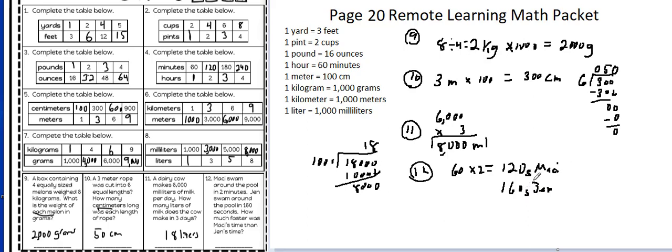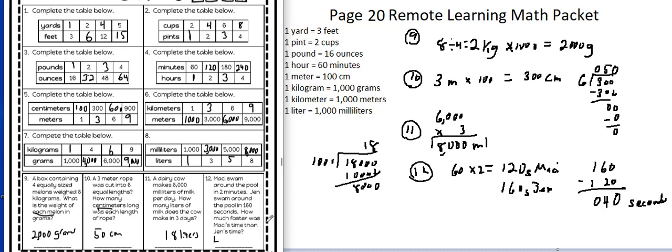All right, so how much faster was Macy's time than Jen's? All right, so I need to subtract them to find the difference. Okay, 0 minus 0, 0. 6 minus 2, 4. 1 minus 1, 0. So 40 seconds. So Macy was 40 seconds faster. All right, hopefully that helps. This is a little bit of a tricky one.